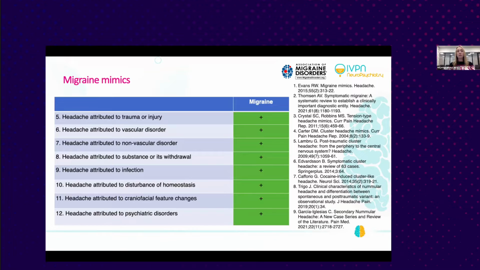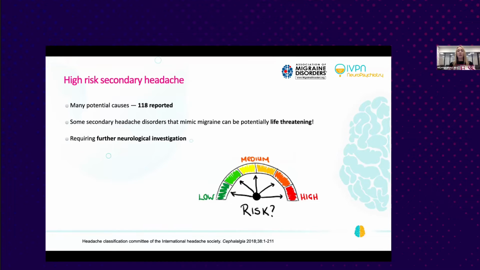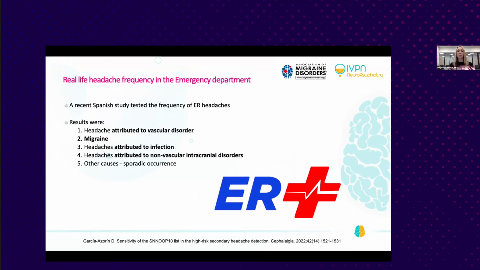When we look at the list of all the secondary headaches, we see that they can all mimic a migraine. So why is it important? Well, there are about 118 causes of potential secondary headaches, and mimicking migraine for some of them is really life-threatening. What's most important, they request and require further neurological investigation.